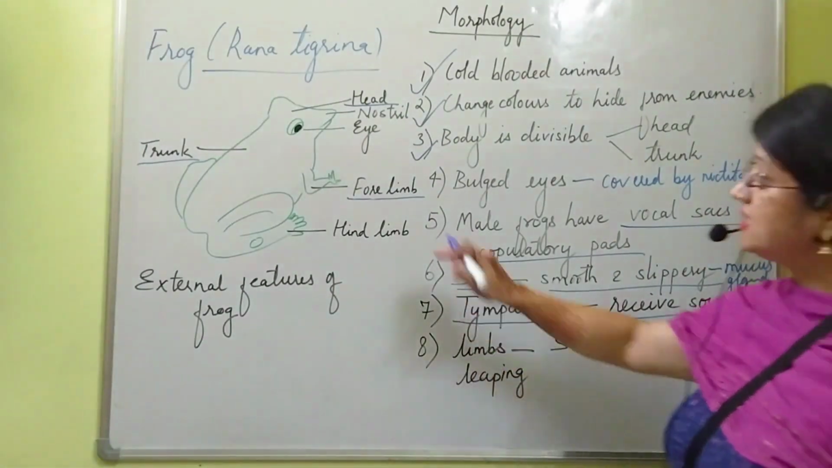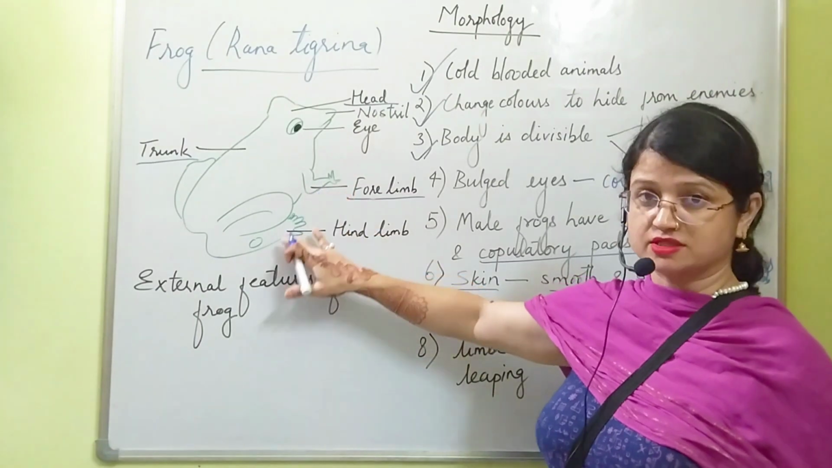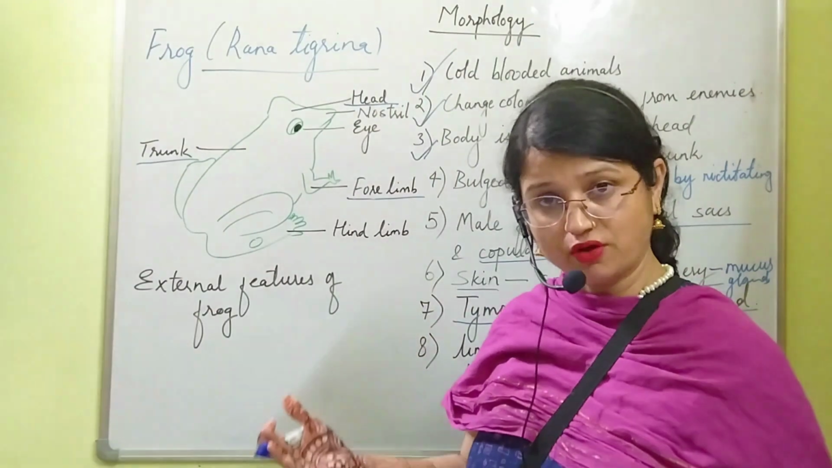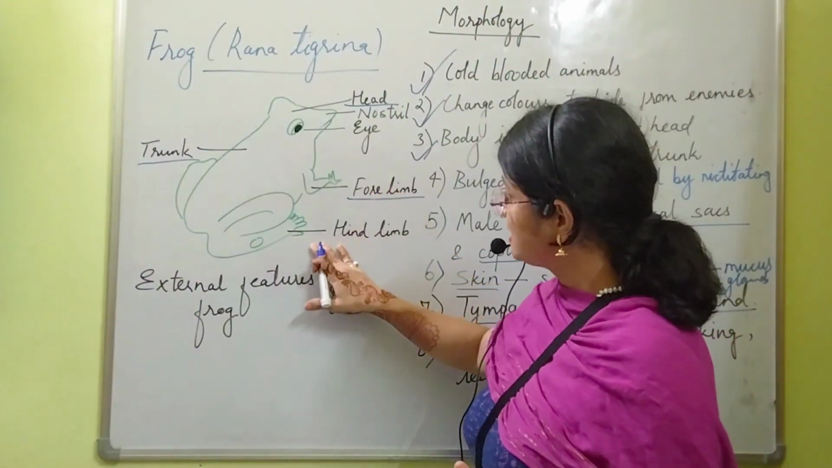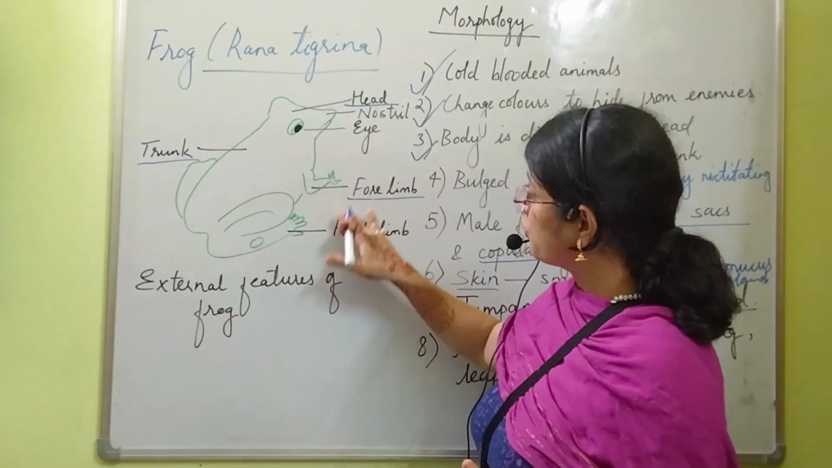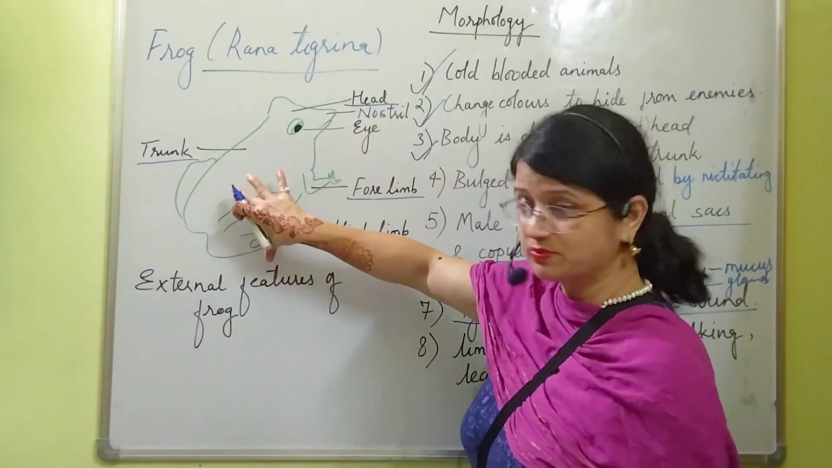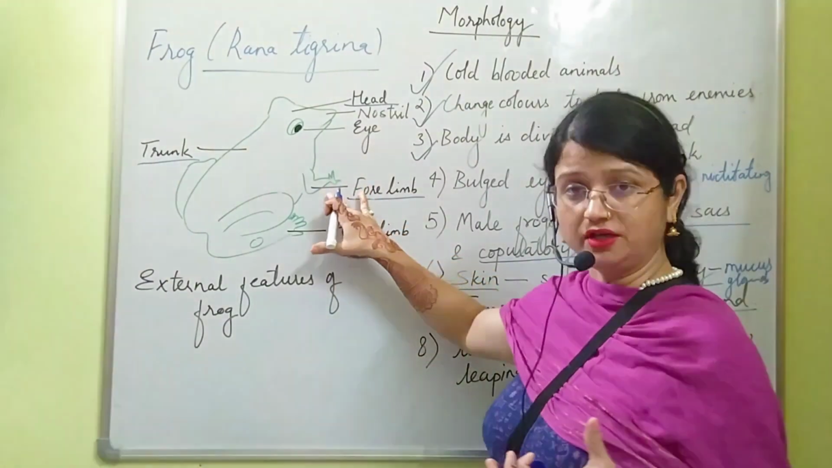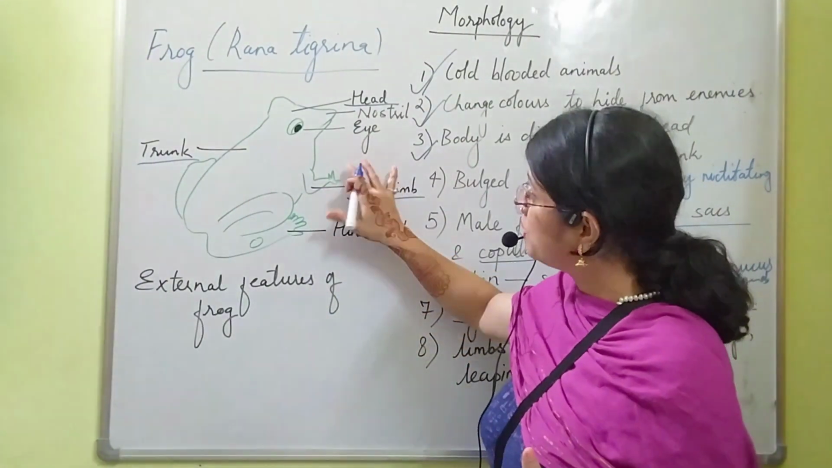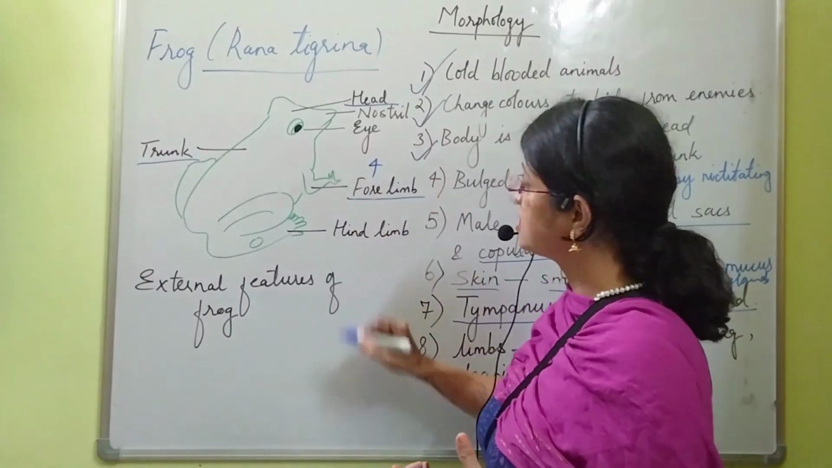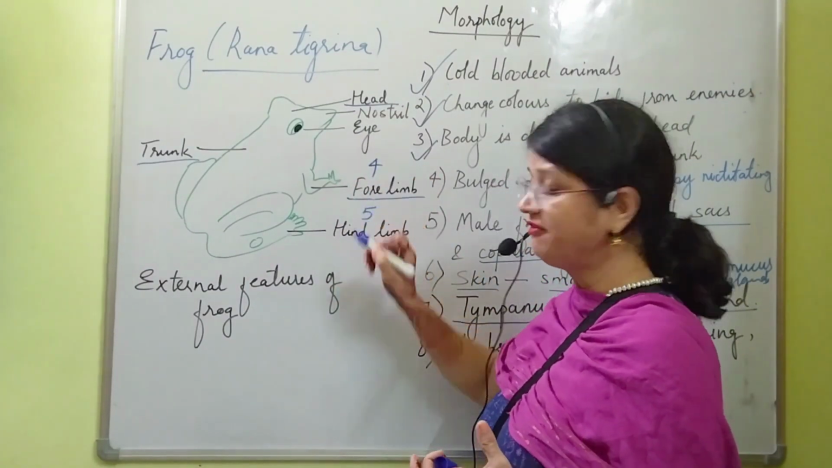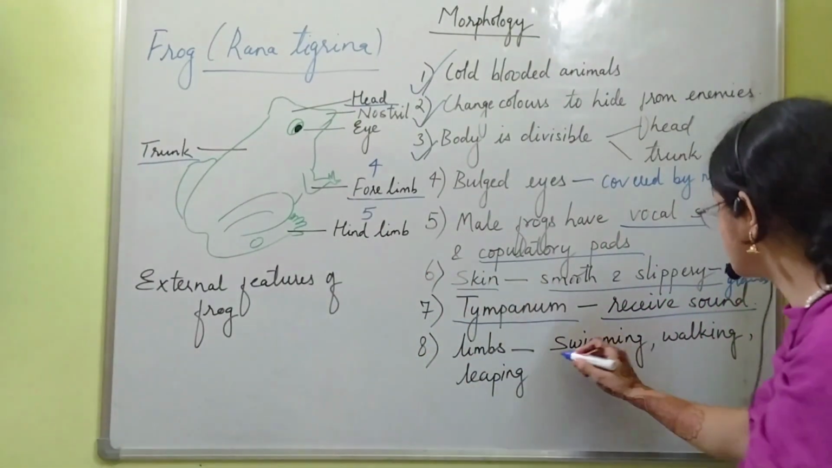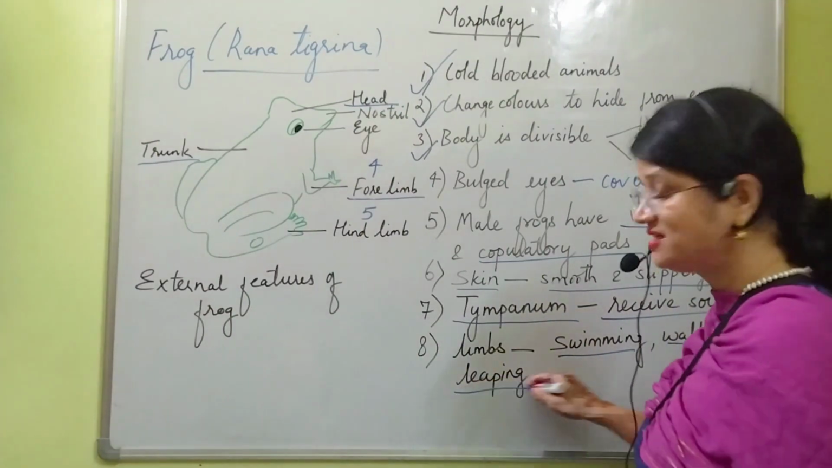Next here we can see here that it has two limbs, that is forelimbs and hind limbs. We can say it have two pairs of limbs, forelimb and hind limb. Now what is the difference between forelimb and hind limb? The hind limb is bigger, it is more muscular and it is more powerful as compared to the forelimb. The forelimb has only 4 digits. It has 4 digits while the hind limb have 5 digits. Clear?